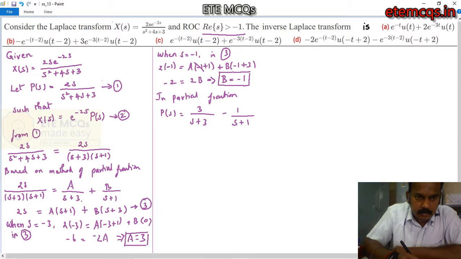Both the terms should be a right-sided sequence. Also this should be a right-sided sequence. Both should be a right-sided sequence.